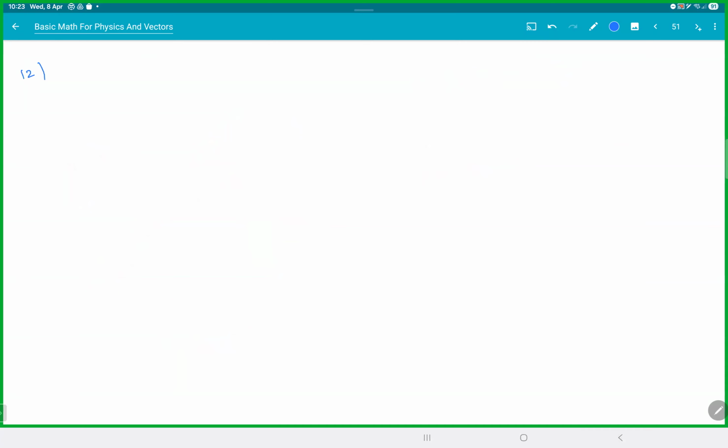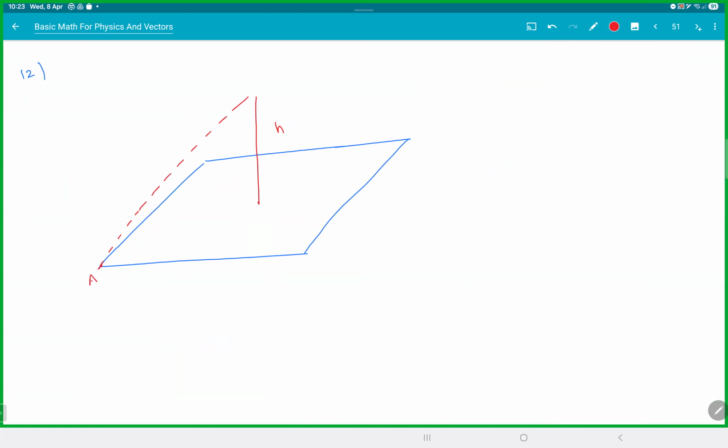Okay, 12th one. Again, it's a little with the picture. A tower of height h standing at the center of a square. So we have a square, and we have a tower here of height h. From this corner, this is point A, it is making an angle alpha. So if you drop something like this, he's saying this angle is alpha.